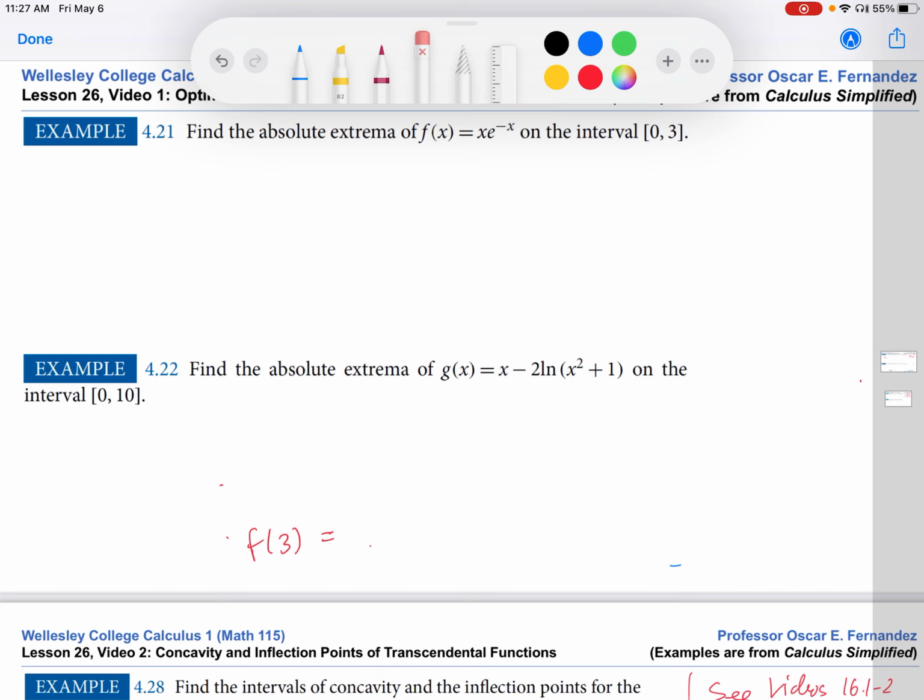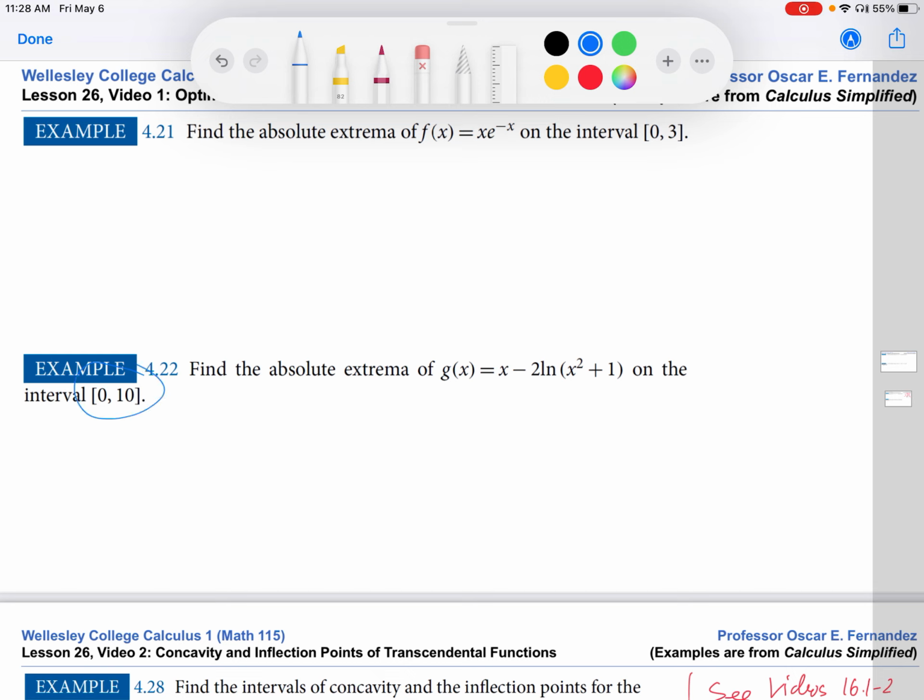So the second example here says, find the absolute extrema of g of x equals x minus 2 ln of x squared plus 1. Similar thing, this is a function defined on a closed interval, and at least on this interval, it's continuous. In fact, because we are taking the natural log of x squared plus 1, its smallest value is 1, so it doesn't generate negative values or 0. So the domain of g of x is all real numbers. This is a pretty nice and well-behaved function, especially on the interval of interest.